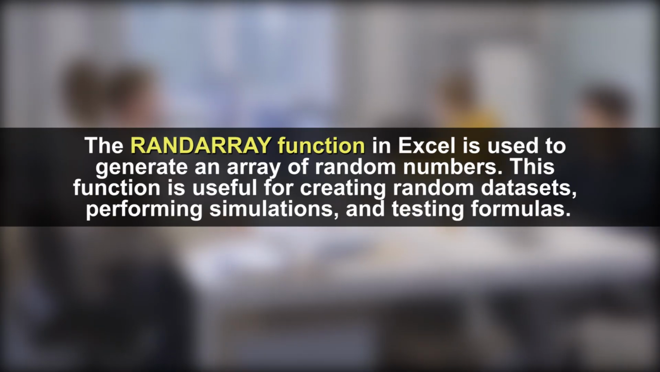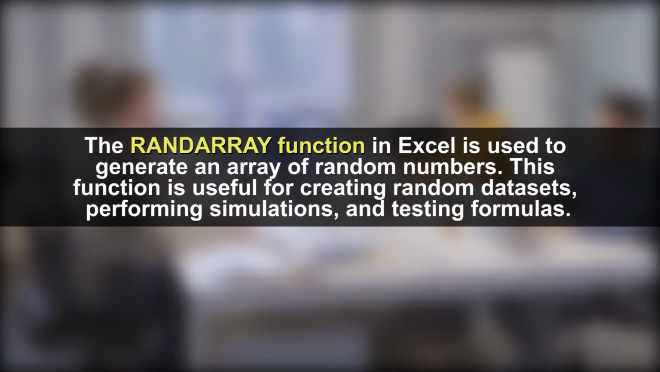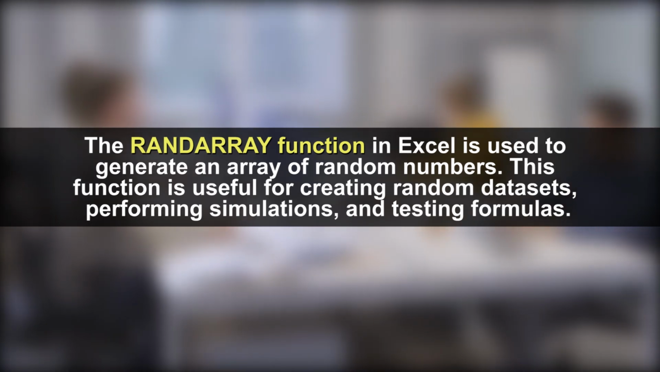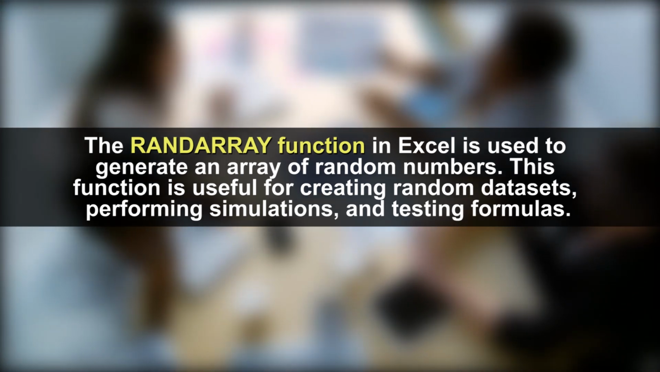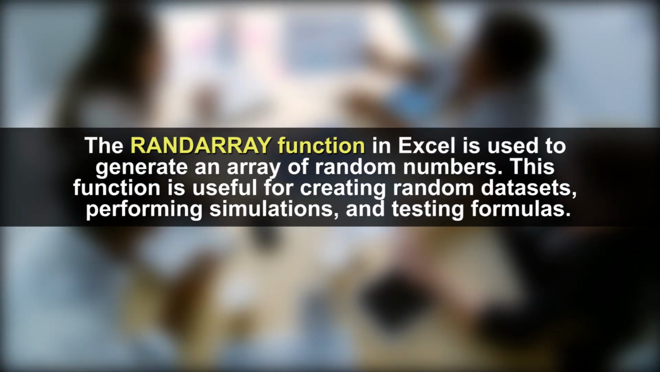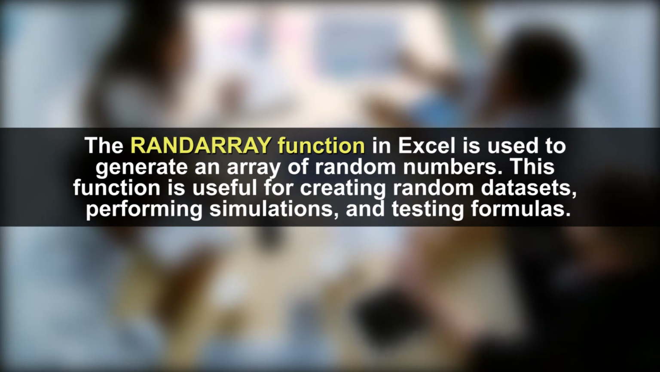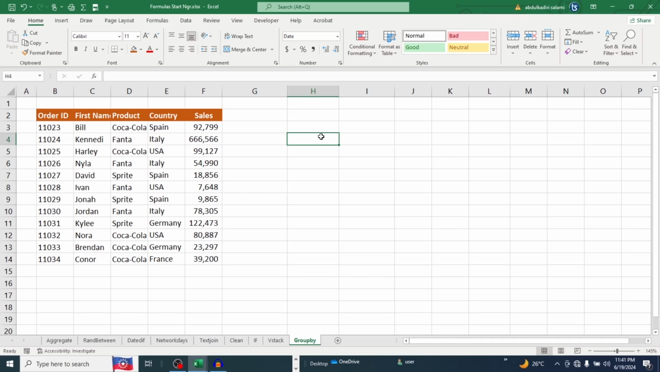The RANDARRAY function in Excel is used to generate an array of random list of numbers, and this function is useful for creating random data sets, performing simulations, and testing formulas. The RANDARRAY function in Excel is used to build a random list of numbers. This is different. A random list of numbers. The RANDARRAY function is very powerful. You can use it in creating a random data set, performing simulation and testing formulas.